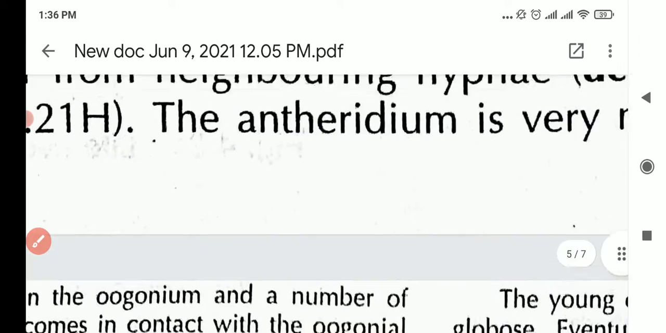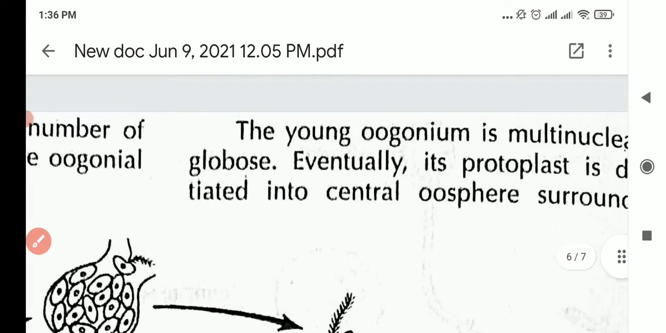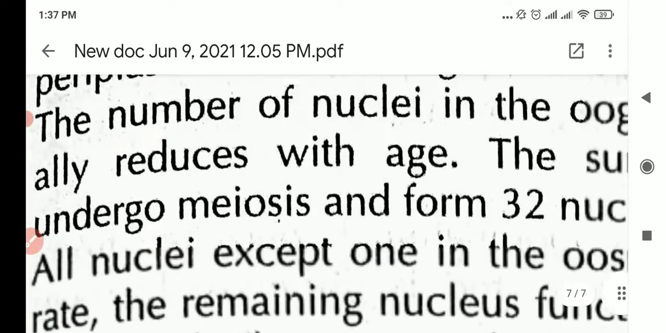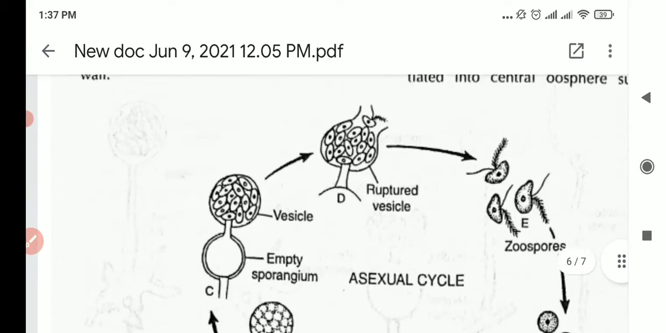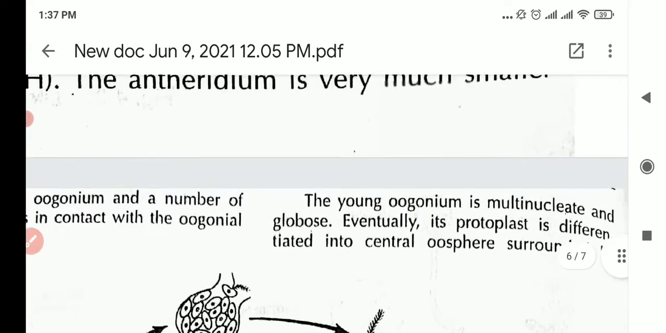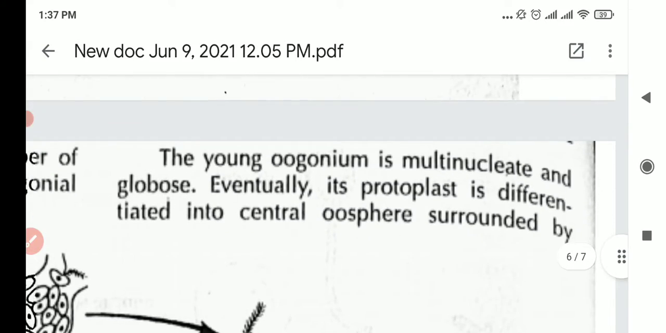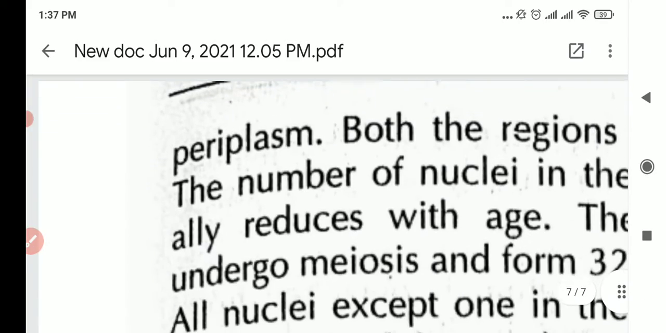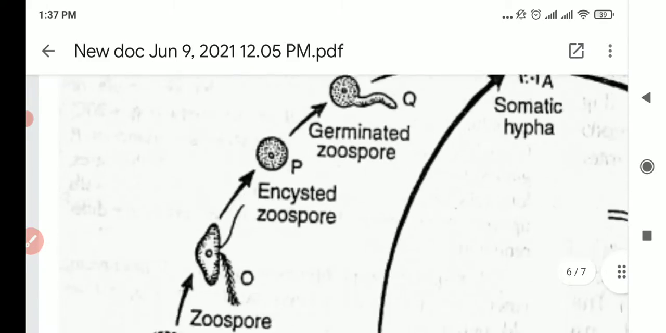The young oogonium is multinucleate and globose. Eventually, its protoplast is differentiated into a central oosphere surrounded by periplasm.